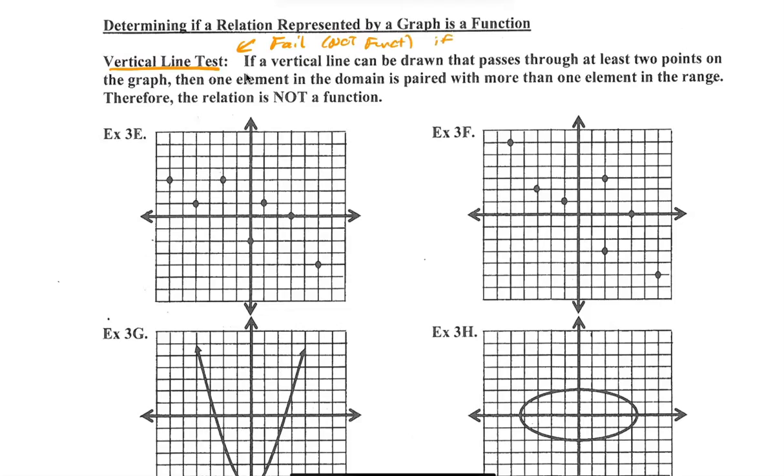If it crosses twice, 2 or more. So the general idea is we're gonna draw vertical lines, and if you hit the graph more than once, you fail. So you're not a function.